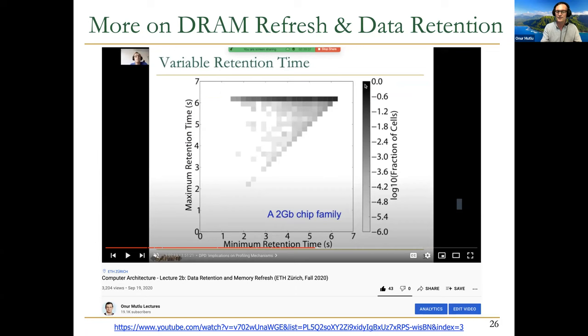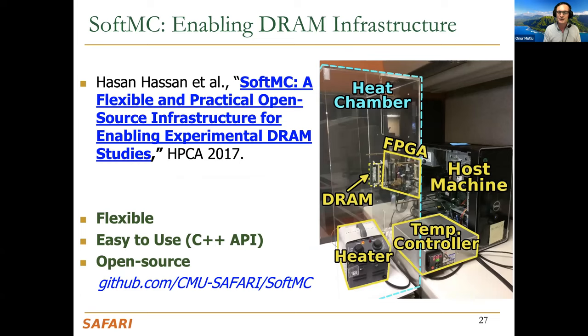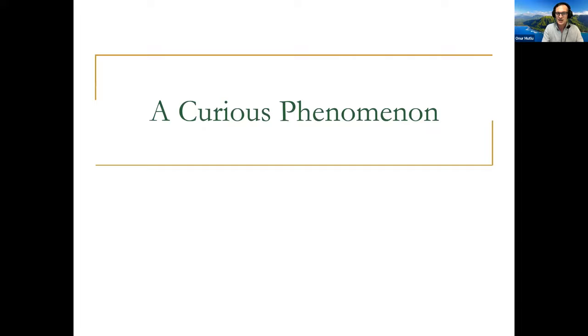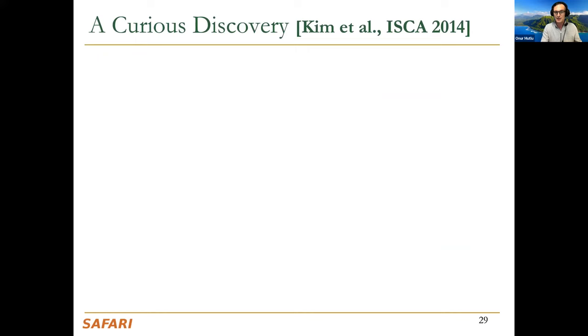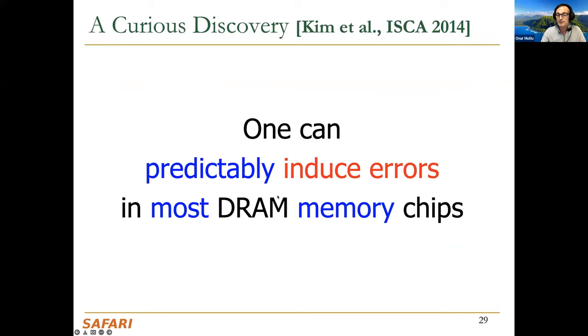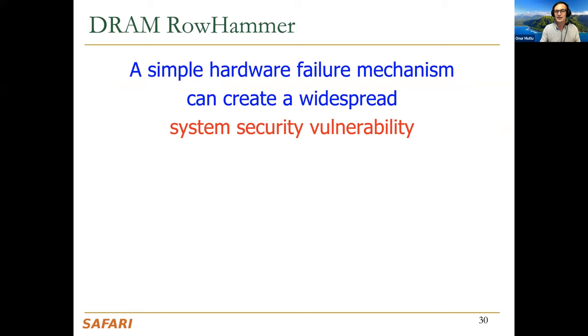Okay, with that background, I think this is an example of things that you can enable if you build this sort of infrastructure that enables you to test cutting edge memory chips. And while we were doing these retention time studies, we actually had a separate infrastructure on flash memory as well. And we were looking at disturbance issues in flash memory. There's a lot of read disturbance that happens in flash memory. So we were inspired to examine disturbance issues in DRAM as well. So together with Intel, we did some studies where we found out that you can predictably induce errors in most DRAM memory chips. And that's really how RowHammer analysis came about.